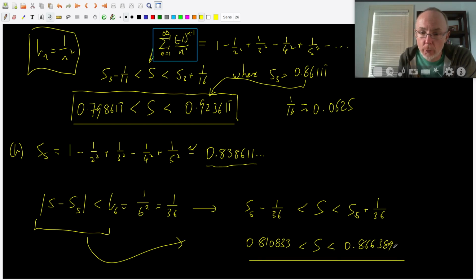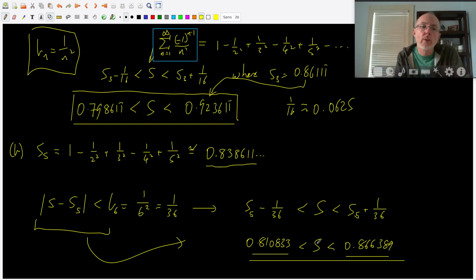And plugging in values for that, we find that the value of S is now, well, we've got a tighter one. Last time we said it was between about 0.799 really and 0.924. Well, now we know it's between 0.81 and 0.87. So we're really narrowing in.